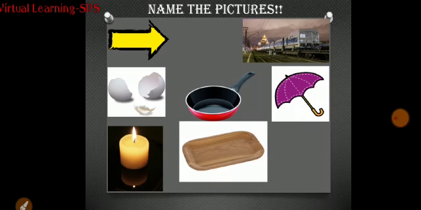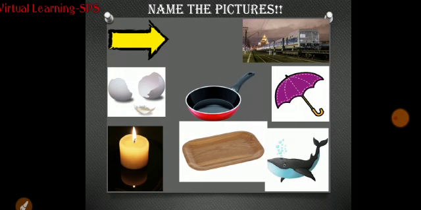This one's a tray. No, it's not a tray, it's a tray. Because now we know that there's a diphthong at the end. AY usually has the A sound. So it's a tray. And then we have a fish here. What is a fish doing here? No, it's not just a fish. This fish has a name and it is whale.